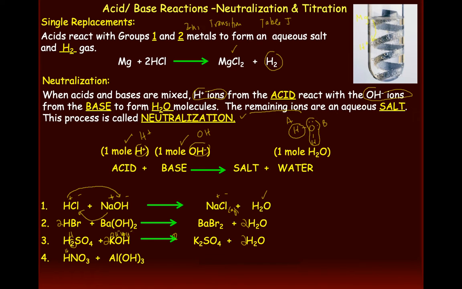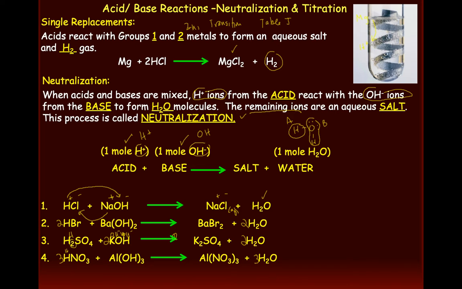Okay, and lastly, but not least, if we take aluminum hydroxide that has three OH's, you guessed it, you're probably going to need three H's. Okay, you'll get your salt, aluminum nitrate, and again, you'll get your water, but this time you'll have three waters.